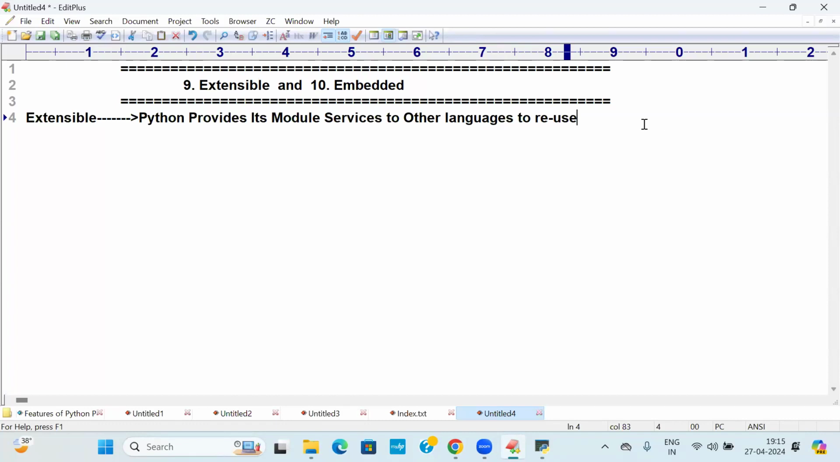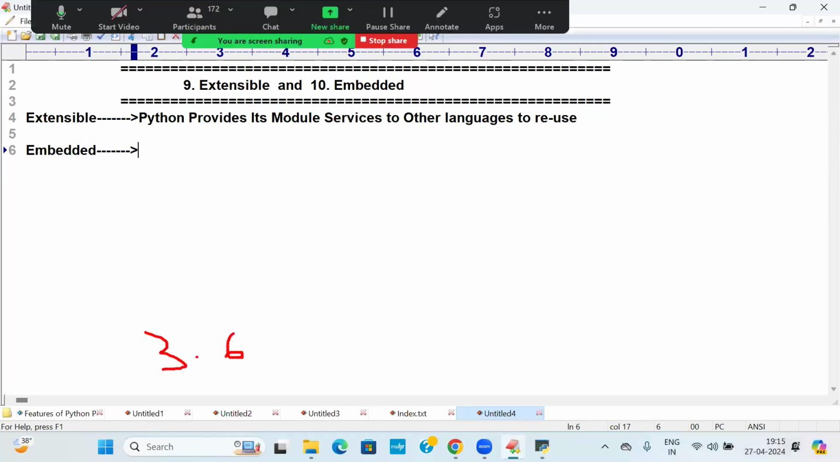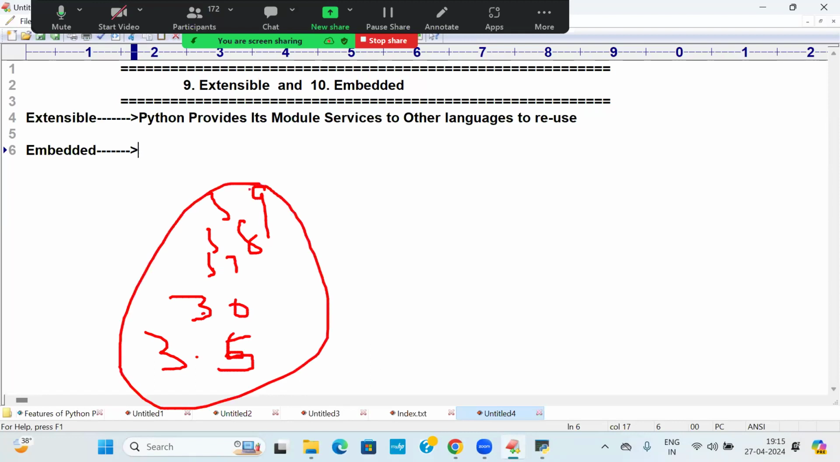Right. So if you come to embedded, it is the opposite. What is the drawback of Python? Python is not the fastest language. Take the versions of it, Python 3.5, 3.6, 3.7, 3.8, 3.9. Up to this, if you take it, Python is not fast. Python is slow only. But what is the advantage of Python?